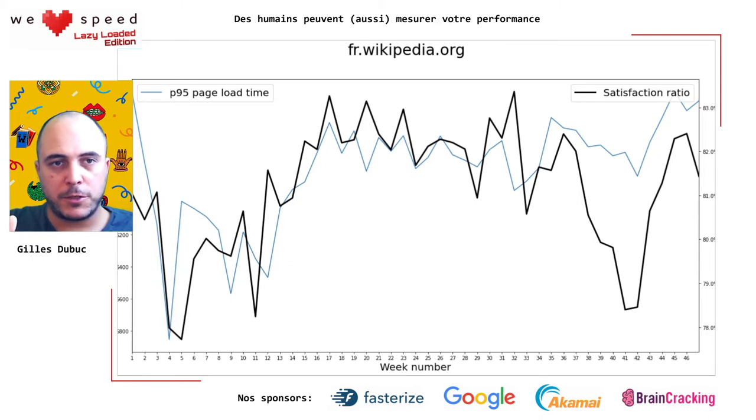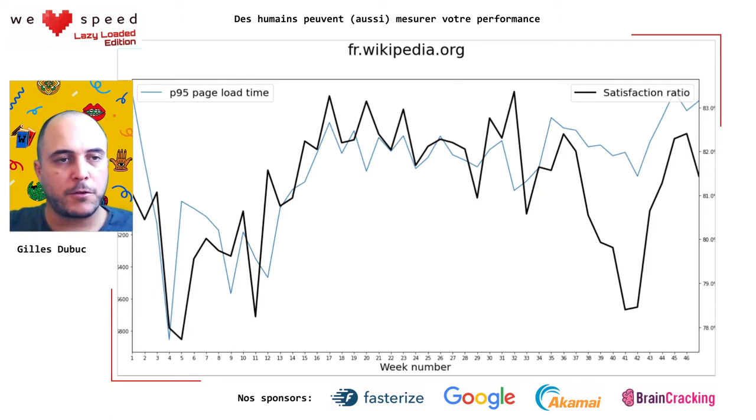So this graph, which is for French Wikipedia, shows the black line is the satisfaction ratio. It's the percentage of people who in the microsurvey answered yes. And the blue line, the thin one, is the page load time, in this case, the P95. And what we see here is that those lines really follow each other over the course of the year.